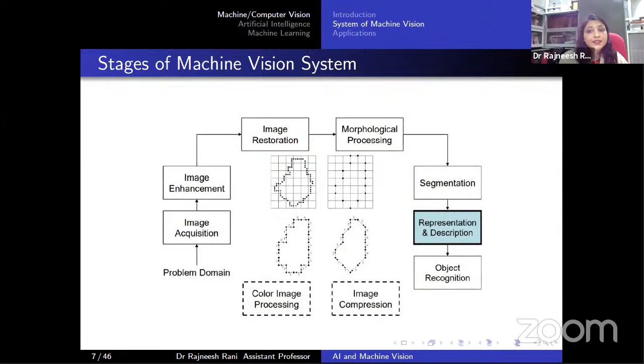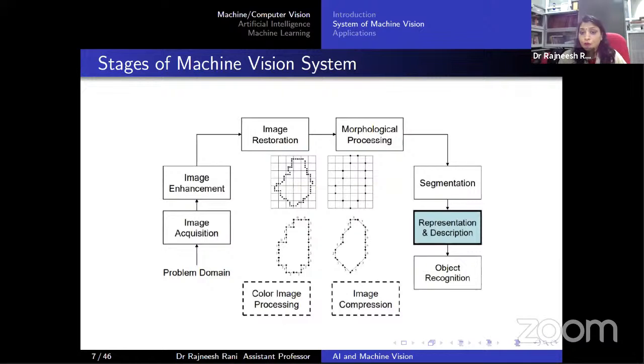Now, next is representation and description. Representation and description means when you have extracted the desired portion, after that you extract the features from that part. For example, if we have a document and we want to recognize different characters on the document, then after character segmentation, when we have extracted different characters from the document, we have to extract the features of each character. That is, what features are present in A, what features are present in B. For example, how many horizontal lines are there, how many vertical lines are there, how many slanting lines are there. So you extract a number of features from that image.